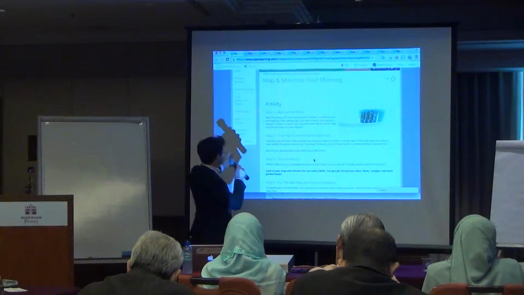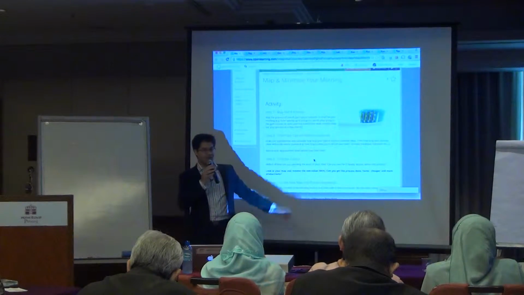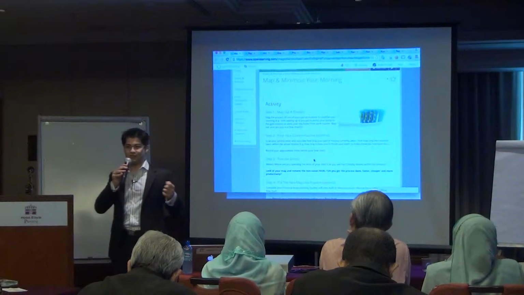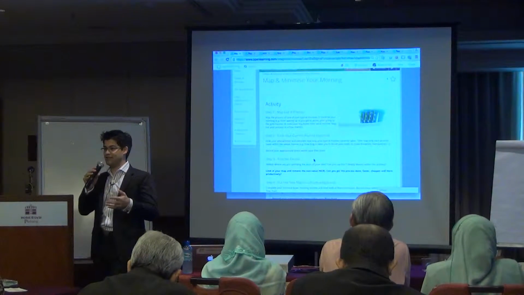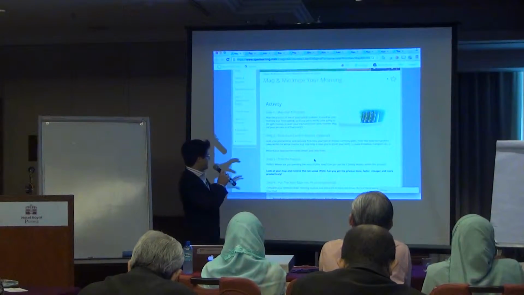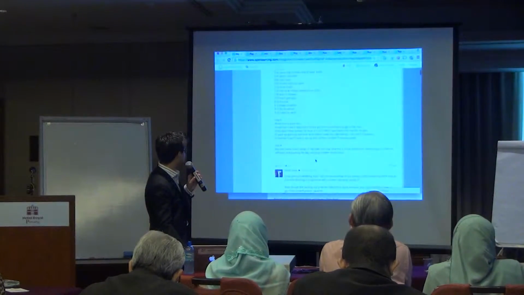What they do is map out their process for waking up in the morning. Everything they do when they get up in the morning, they have to map it out. Then they have to look at where they're spending their time and how they can reduce the amount of time they spend. Then they produce a new map of that. So students will go through it.